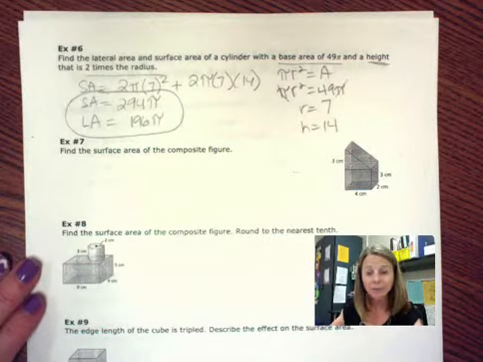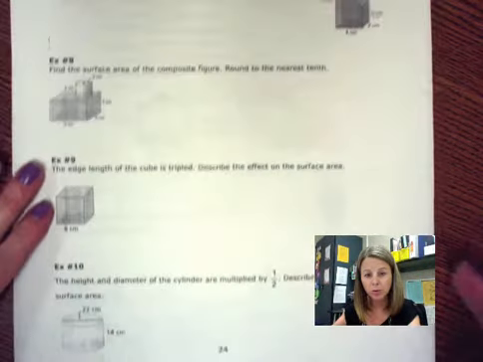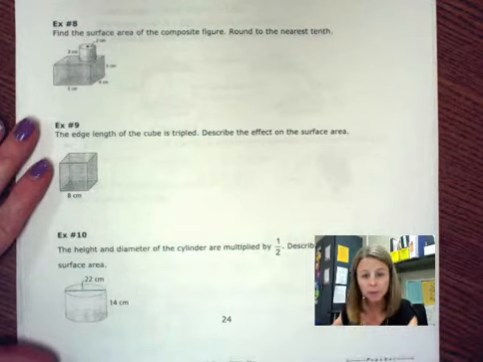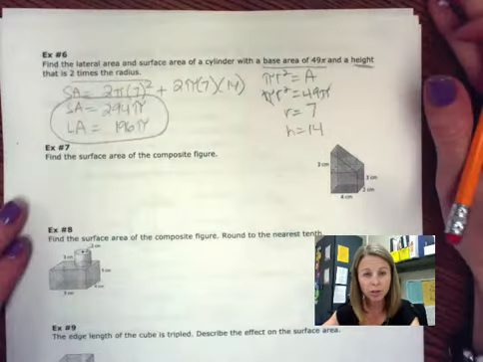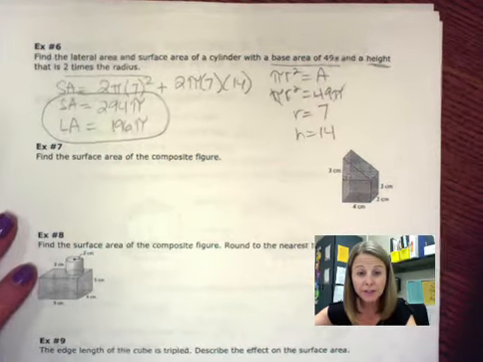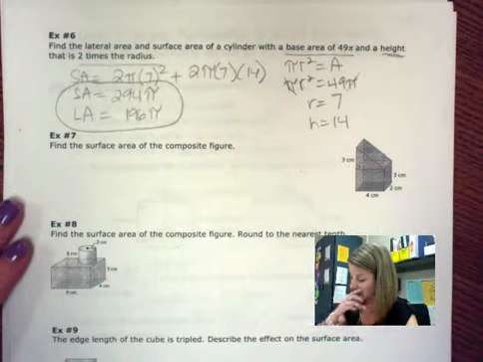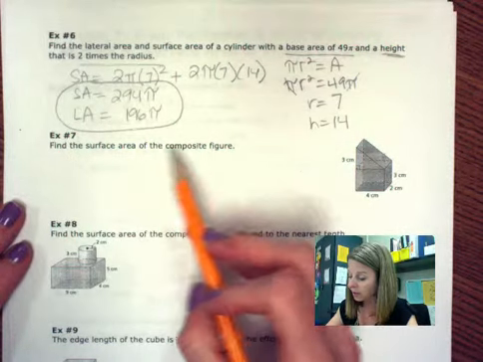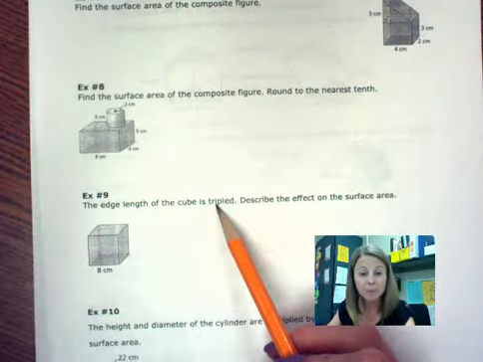All right, if you haven't found your notes yet from yesterday, you need to go to page 24. So if you remember, we started in class yesterday the surface area of prisms and cylinders. So we need to finish up with two more ideas. The first deals with composite figures, and the second deals with what happens when we triple or change dimensions.